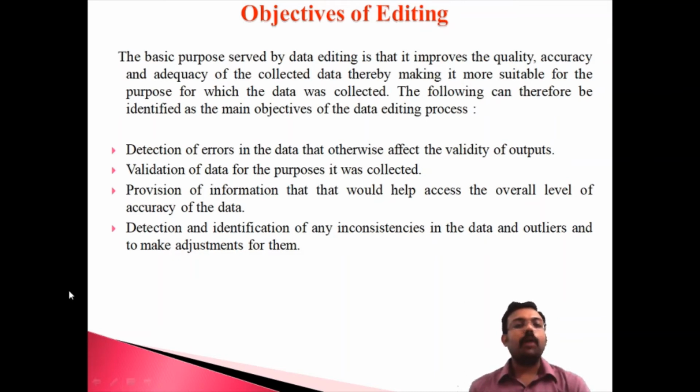The first important objective of editing is the detection of errors. The process of editing always helps the researcher identify errors in the data collection. This is the first important objective. One can easily identify any mistakes in the data collection with the help of editing. The second one is validating the data. Validation means checking whether the data is collected from the right source or not. It can be easily validated with the help of editing. So the second important objective is the validation of the data.